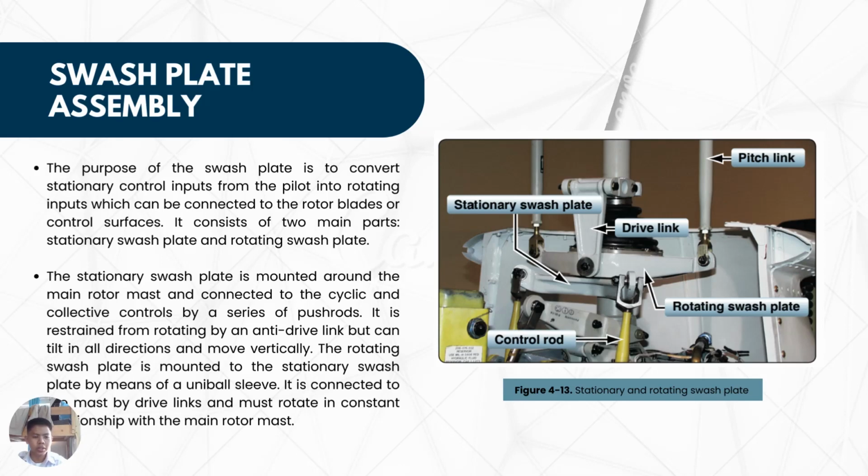First is the stationary swash plate. It is mounted around the main rotor mast and connected to the cyclic and collective controls by a series of push rods. It is restrained from rotating by an anti-drive link but can tilt in all directions and move vertically. While the rotating swash plate is mounted to the stationary swash plate by means of a uniball sleeve. It is connected to the mast by drive links and must rotate in constant relationship with the main rotor mast.